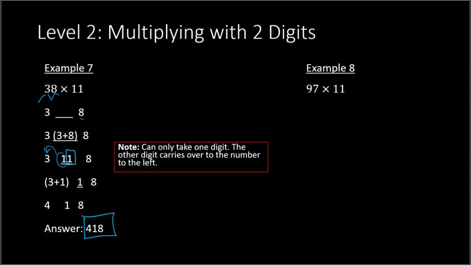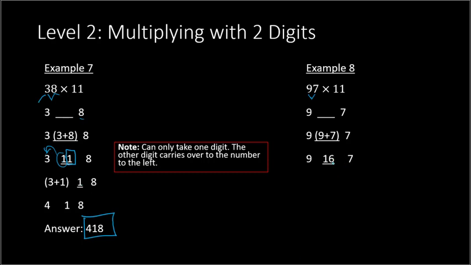Here's another example. See if you can do this one on your own. Here we have 97 times 11. So for this one, again, what we do is we take the 9, that would be the first digit, and the 7 would be the last digit. The middle digit we find by adding the 9 and 7 together to get 16.